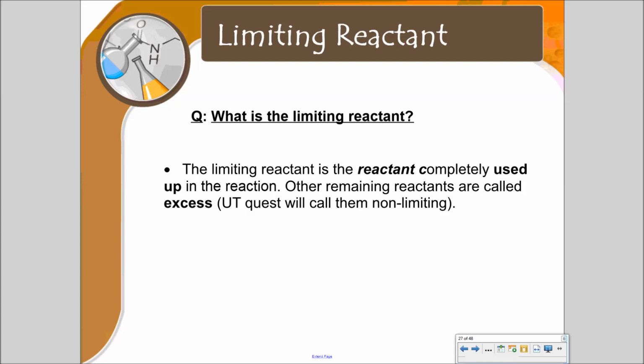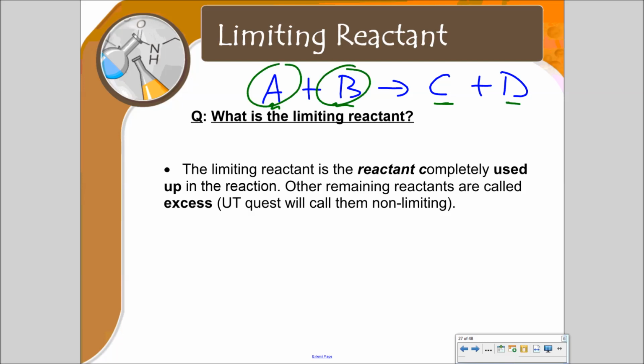We're going to continue our unit on stoichiometry, and today we're going to be talking about limiting reactant. So for a reaction, suppose you have A plus B gives you C plus D. This reaction continues. A will continue to react with B, forming C and D until at some point one of these is gone, is used up. And when it is gone, the reaction will stop.